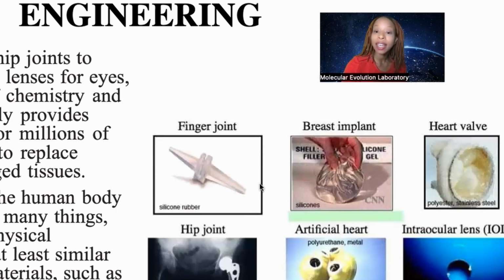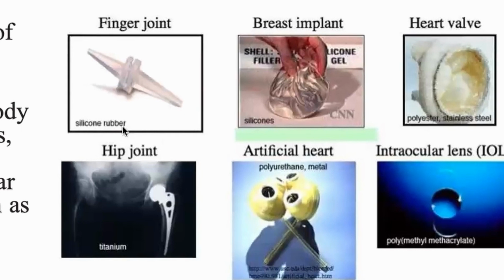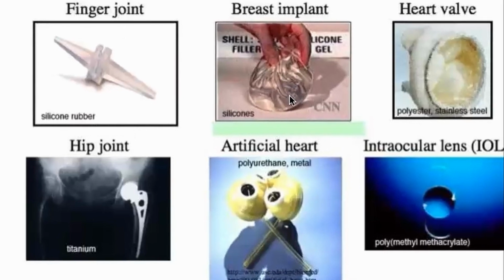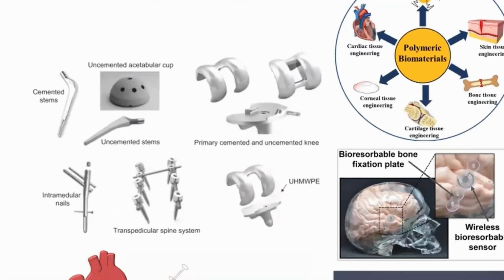So here we can see a list of biomaterials such as silicone rubber that is used for a finger joint, silicones that are used for breast implants, stainless steel that is basically used for heart valves, titanium that is also used for hip replacement, polyurethane that is used for artificial hearts, polymethyl methacrylate that is used for intraocular lenses. Biomaterials can be classified as metals, polymers, natural polymers, hydrogels, bioresorbable materials, ceramics, glass, and composites.